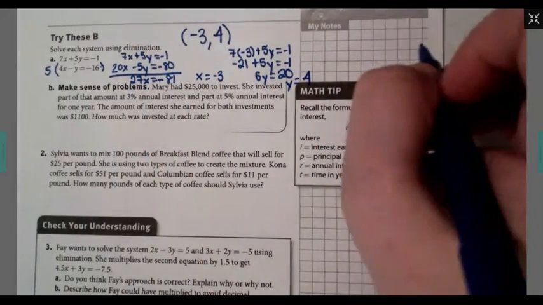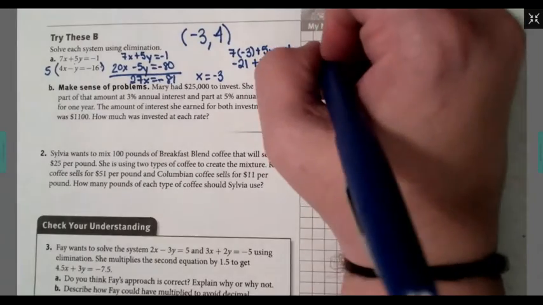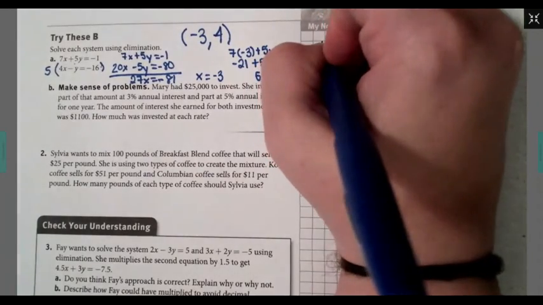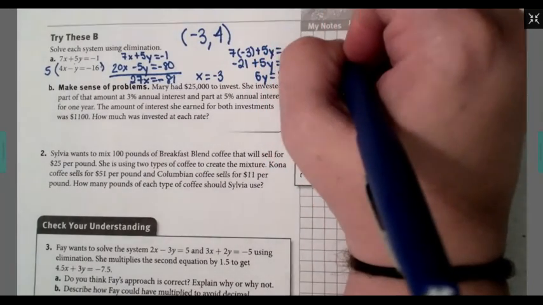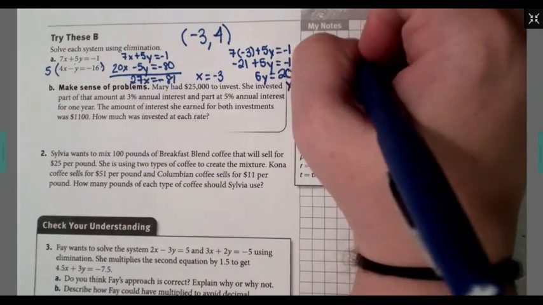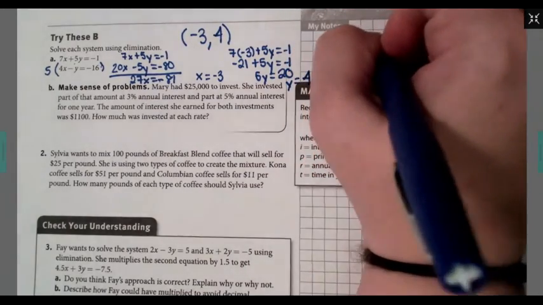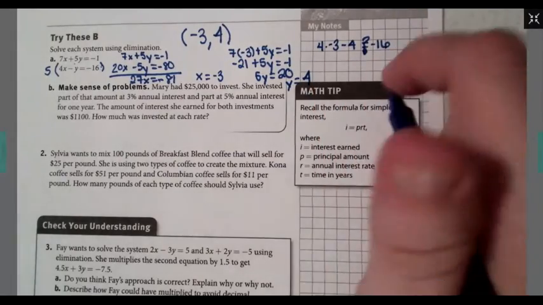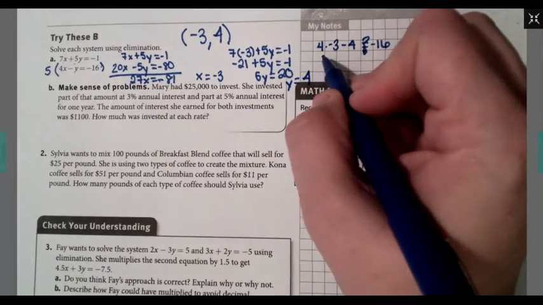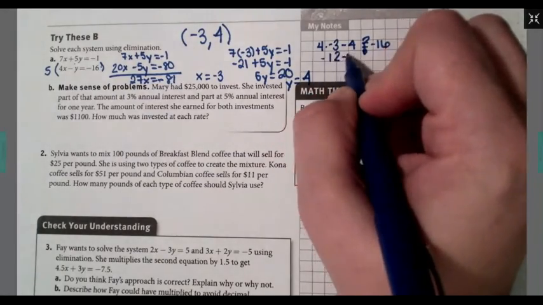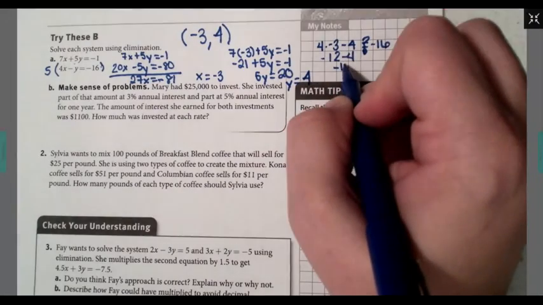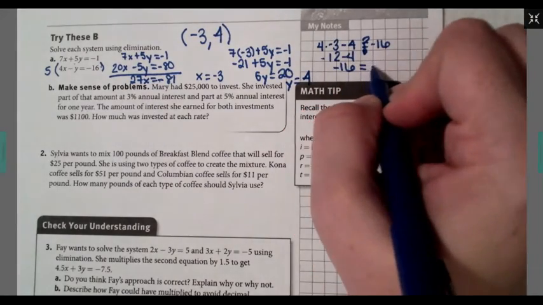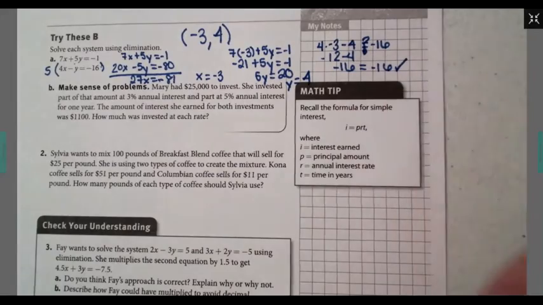Lastly, I want to check it in the second original equation. So we're going to do 4 times negative 3 minus 4, does it equal negative 16? This is going to be negative 12. Negative 12 minus 4 is negative 16. So negative 16 does indeed equal negative 16.